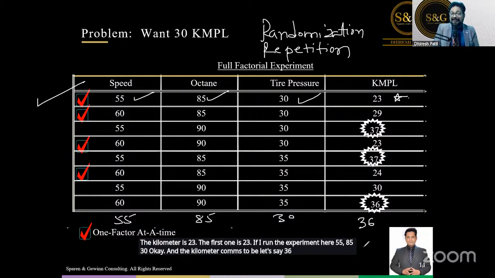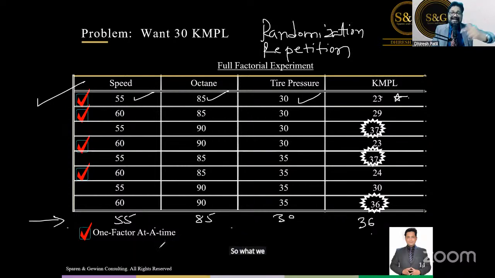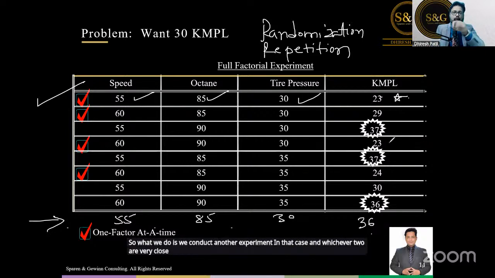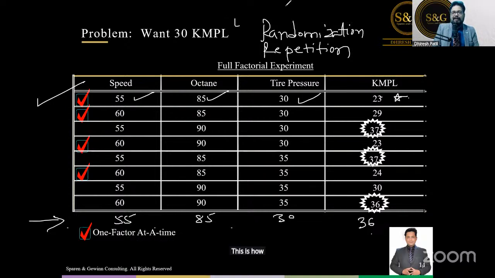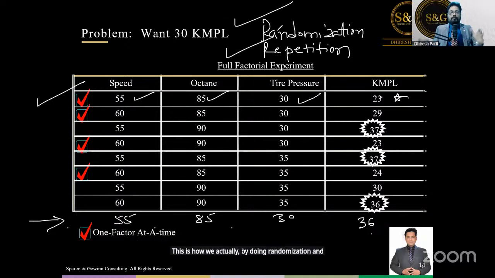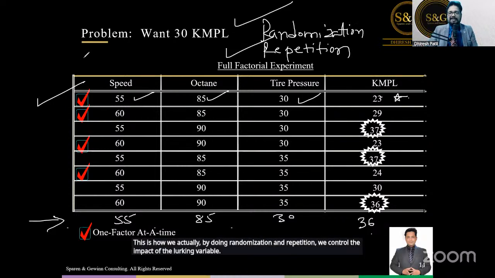So 23 and 36, there is a huge difference. So there has to be a lurking variable. So what we do is we conduct another experiment in that case, and whichever two readings are very close to each other, those we take. Are you clear with this? This is how, by doing randomization and repetition, we control the impact of the lurking variable. Just give me yes in the chat box.